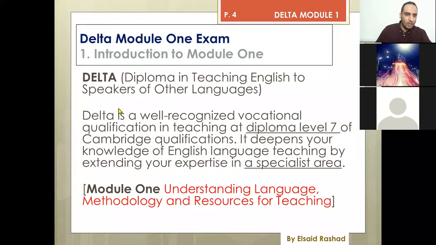Yeah, very good. So Delta, as you say, is a diploma, level 7. How about CELTA? Which level of the Cambridge qualifications? Yeah, level 5. So Delta is higher than CELTA. CELTA is a certificate. Delta is a diploma. CELTA is level 5. Delta is level 7. So it's highly recommended, but it's not a must, for people who are going to do Delta to take CELTA before.